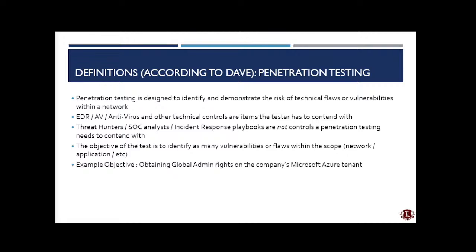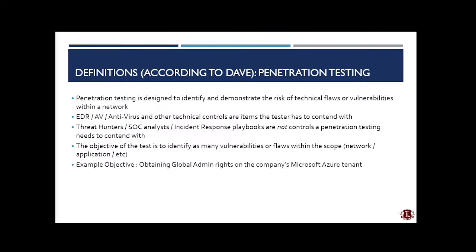So first we have penetration testing, and penetration testing is really meant to identify as many technical vulnerabilities as possible within a network. Okay, so the idea is that you may have to contend with EDR, AV, and antivirus, which is a typo, and other technical controls. You may have to contend with that. What you are not going to have to contend with, generally speaking, in a penetration test is threat hunters and people looking to evict you from your network.